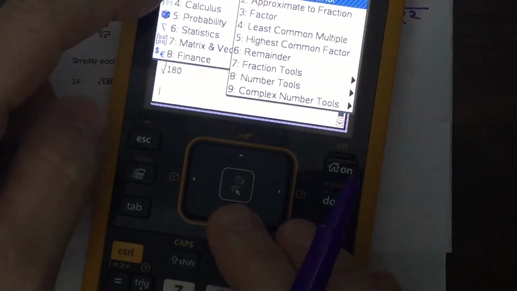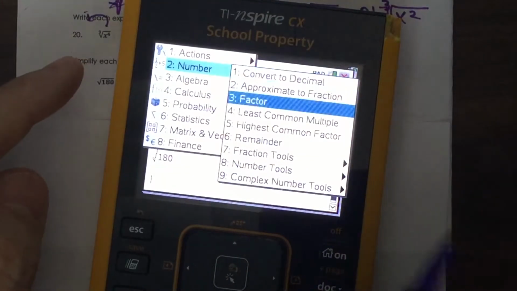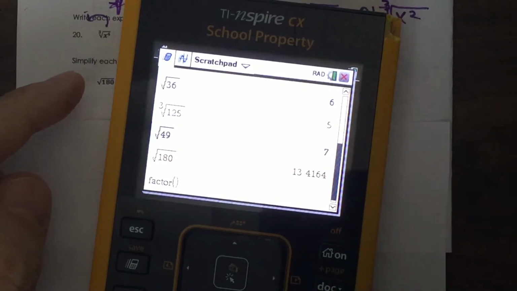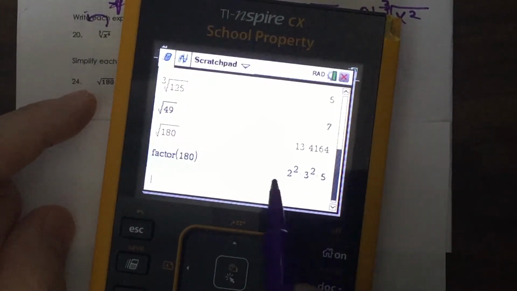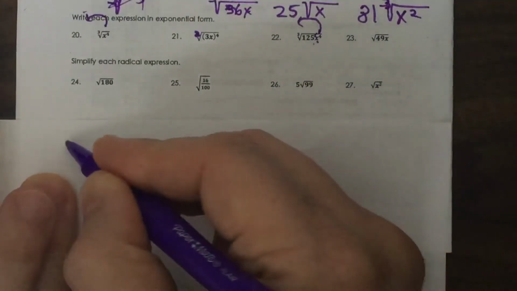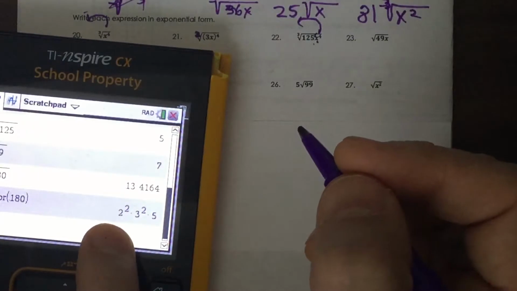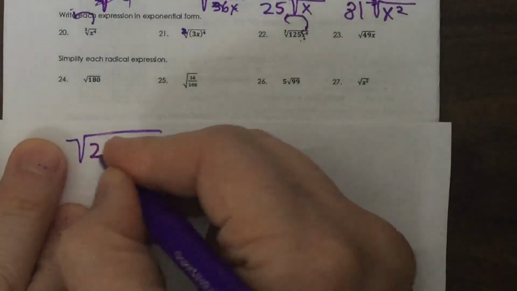And when I go under the number option, I have this option here, factor. I want to factor 180. It breaks that up into the building block numbers that all multiply together. I have 2 squared times 3 squared times 5. So what I can do is write this in place of the 180. Okay, so I have square root of 180. That is 2 squared times 3 squared times 5.